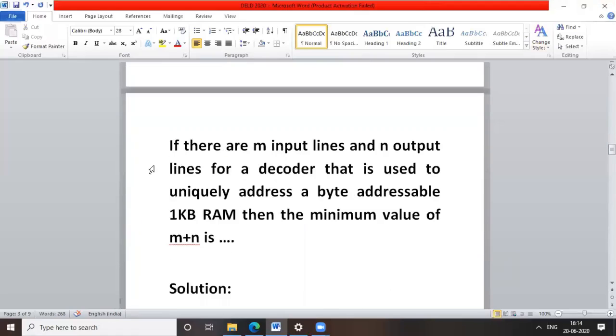Okay, now next problem is if there are m input line and n output line for decoder that is used to uniquely address a byte addressable 1 KB RAM, then minimum value of m plus n is.